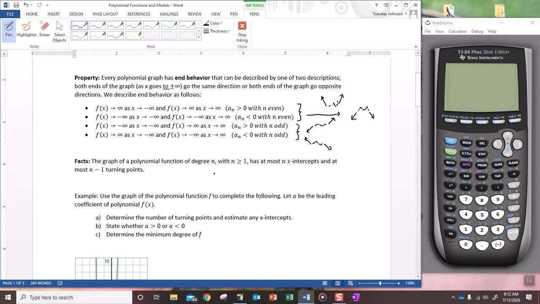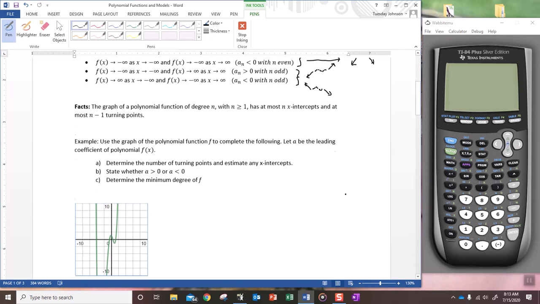The graph of a polynomial function of degree n, where n is greater than or equal to 1, it's a polynomial, has at most n x-intercepts and at most n minus 1 turning points. And this helps us when we're graphing with our calculator. Suppose we put in a polynomial of degree 4, and we can see all 4 x-intercepts, and we can see 3 turning points, we know we have an appropriate window for seeing the key concepts of this particular graph. We know how it finishes in the end because we can look at the leading coefficient.